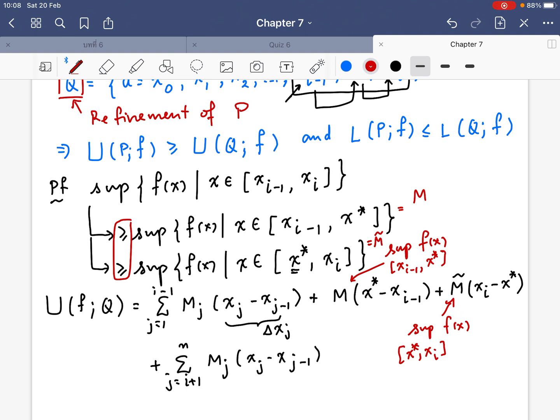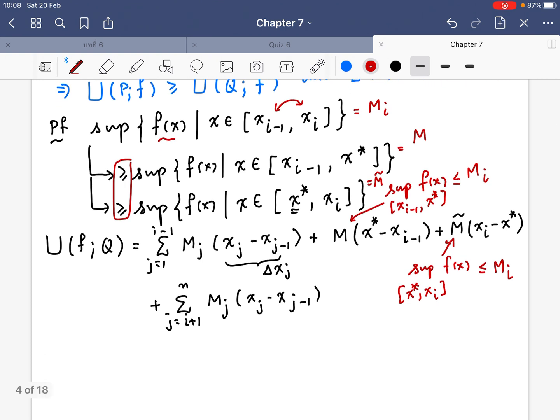Okay, so both of them, for example this one is less than or equal to M sub i, because it is the supremum of the function values inside the interval from x_{i-1} to x_i. So this one will be less than or equal to M_i, and this one also will be less than or equal to M_i.